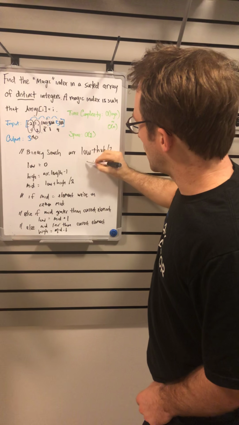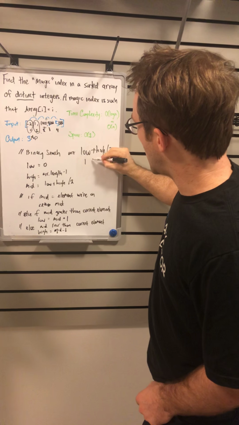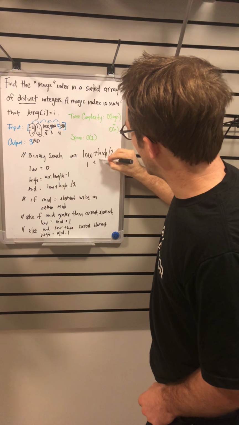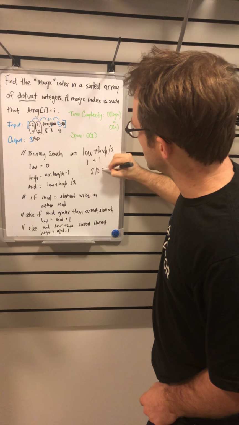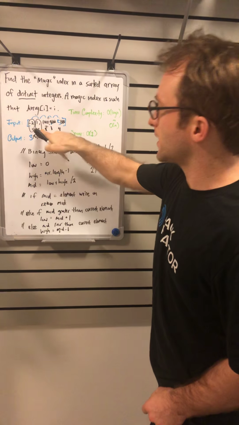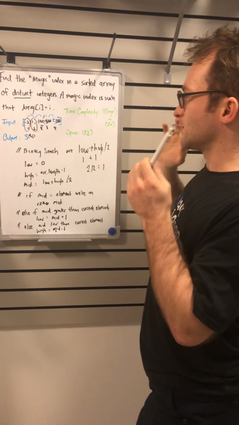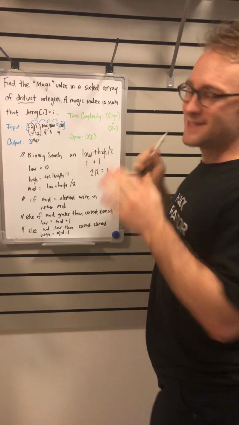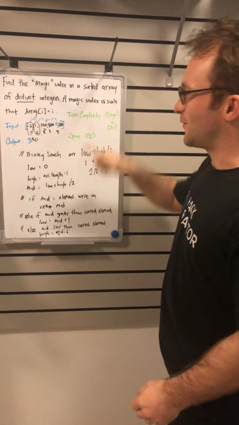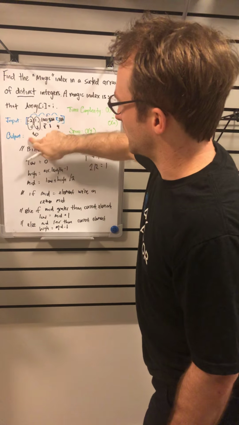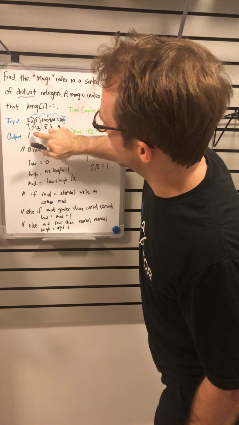2. Our low would now be 1 plus the 1 gives us 2 divided by 2 gives us 1. So we're here now. And we ask the question, is our mid equal to the element? It is. We did it, gang. It's 1. So we get 1 for this example. And this would give us back the output of 1.